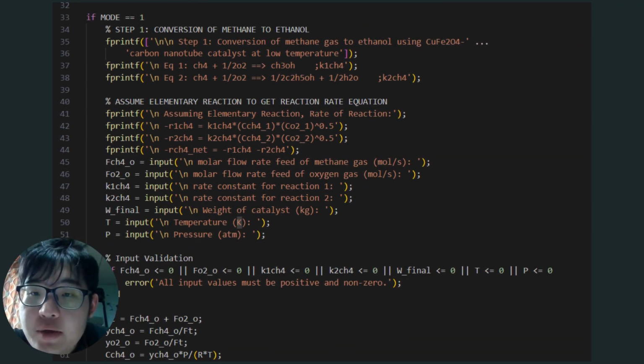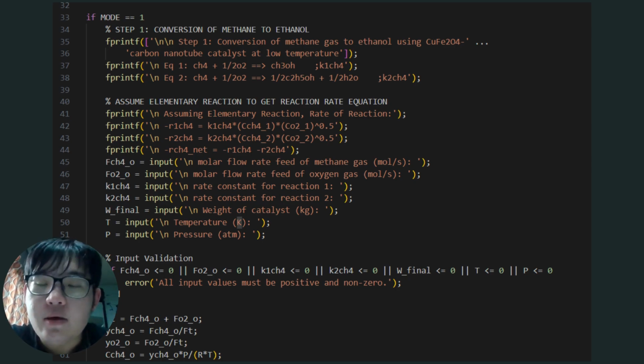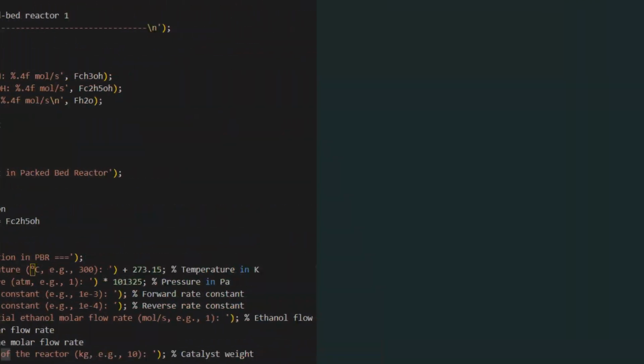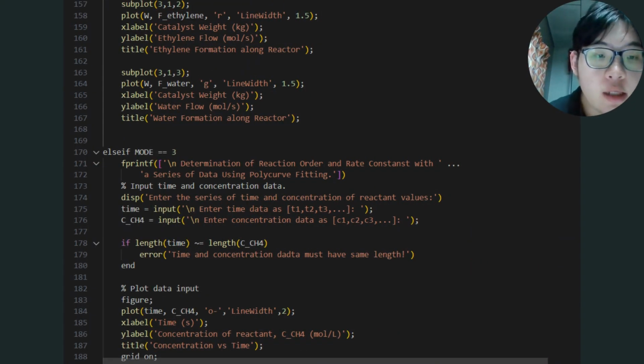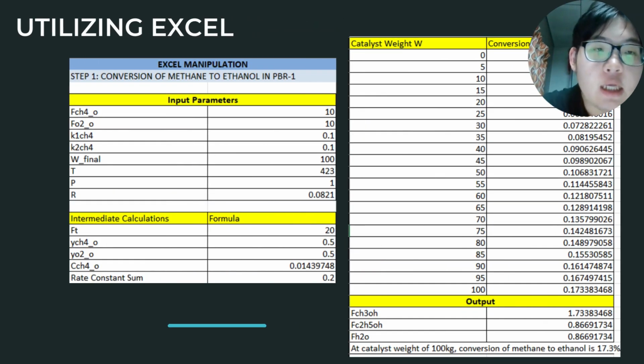So as you can see here, the user can input the value for the molar flow rate of the feed, the rate constant, the weight of the catalyst, temperature and pressure, for the value that they desire. So this simulator will directly calculate the result and will show the scale up or the scale down results. So here is the go through. And this is when we are using Excel to do the numerical calculation.